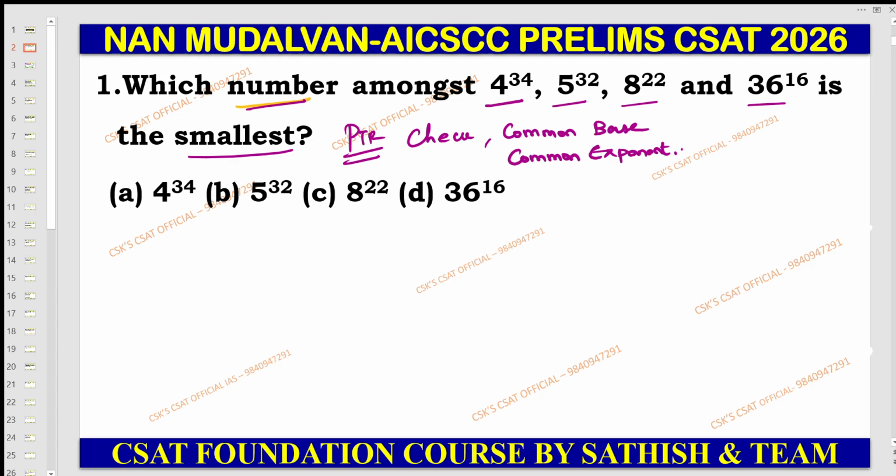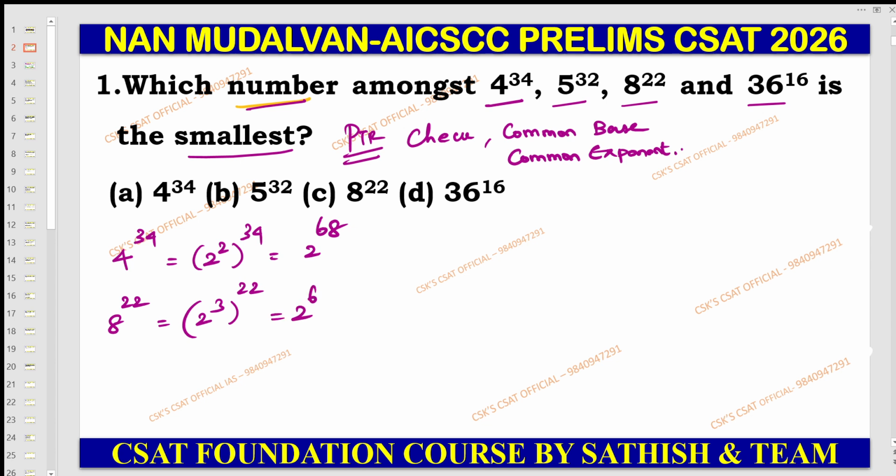So now let's see here 4 power 34. Can we write this as 2 square the whole power 34? Which is nothing but 2 power 68. Next, anything else? Yes, 8 the whole power 22, which is nothing but 2 cube the whole power 22. This is nothing but 2 power 66.